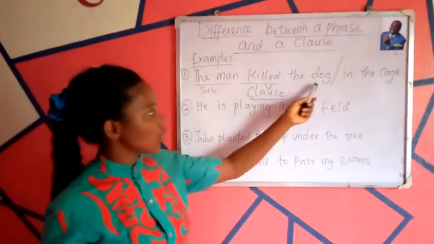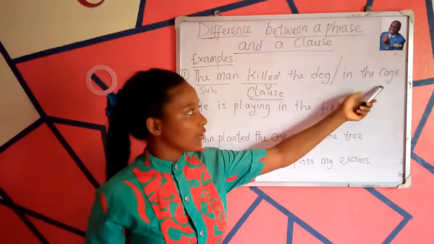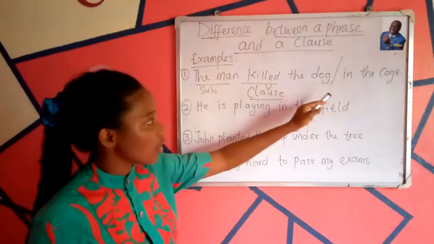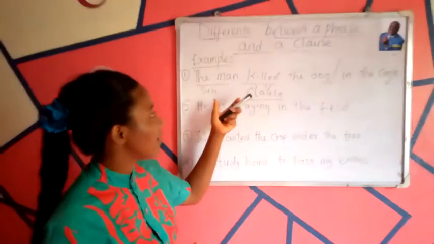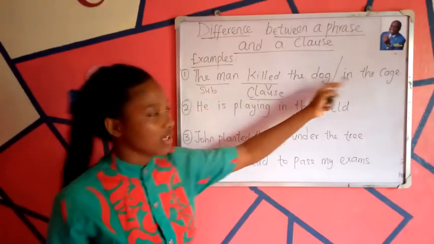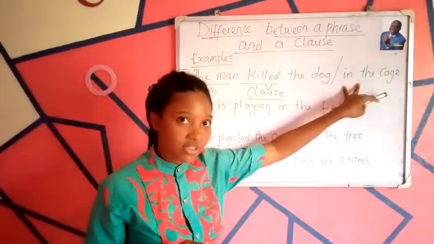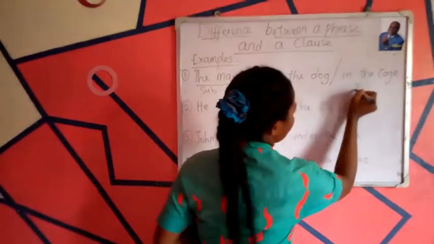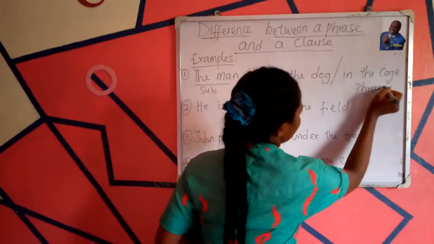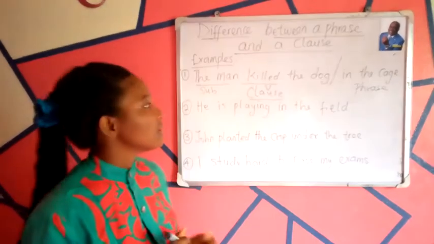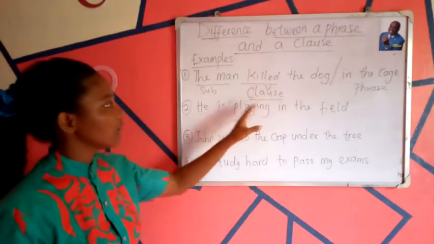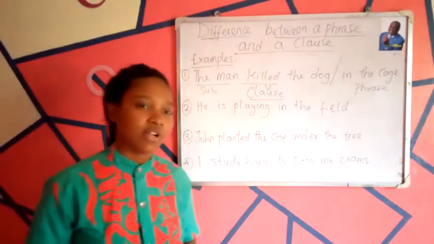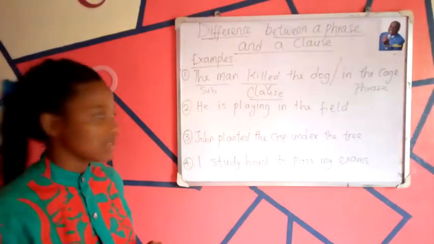And the dog in the cage, here is the predicate, and since it does not have the verb, it is not included in the section of the sentence, so this part becomes the phrase. So the man killed the dog is a clause, while in the cage is a phrase. We go to the next sentence.